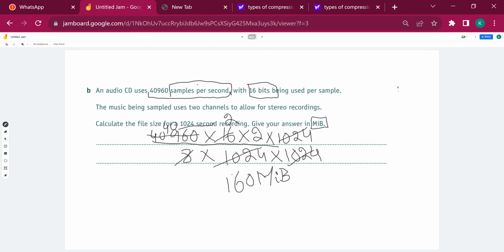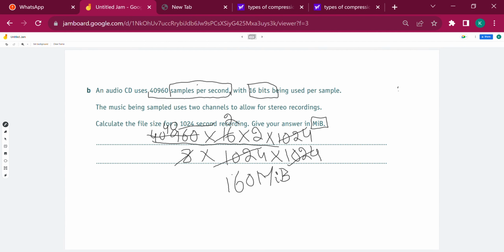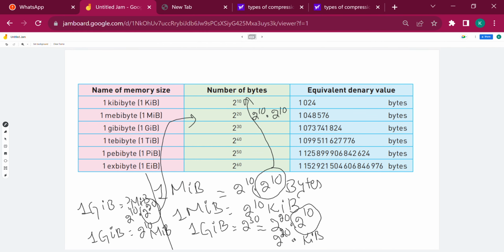So hopefully this description would be good enough for you to understand the concept of how to calculate the file size and how to convert different measurement units into other measurement units. Here we are talking about data storage and we are going to calculate these values in powers of 2. So again, a recap: these are our storage units and this is the way that we can convert them.